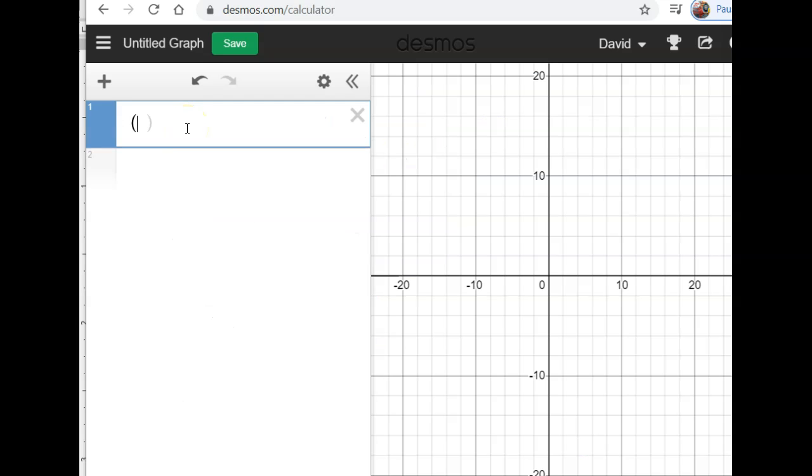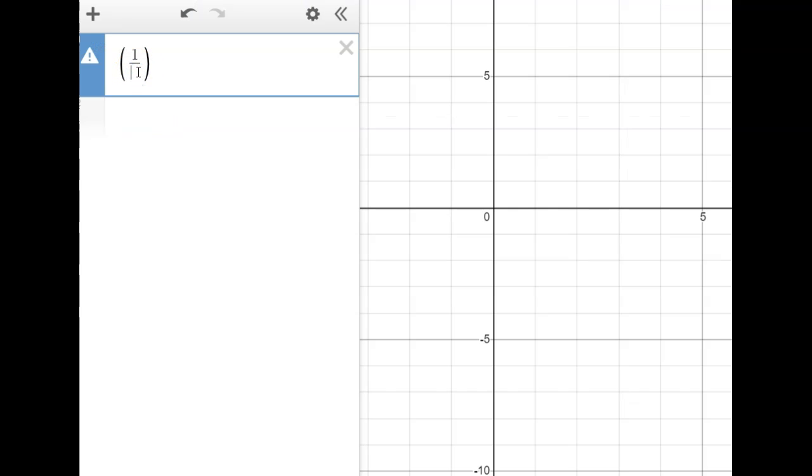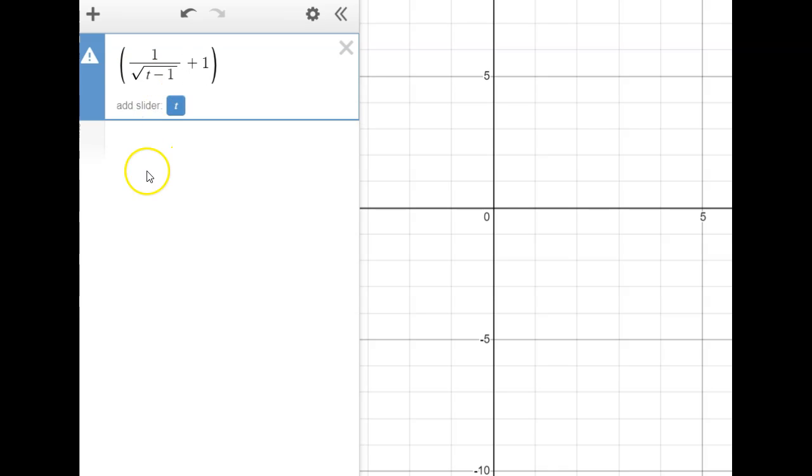So recall our original parametric equation was x was 1 divided by the square root of t minus 1, and then there was a plus 1 right there. All right, so that's x. When we're doing parametric with Desmos, remember we don't have to write x equals this, y equals this. We're using point notation. This is the x coordinate, x comma y. So this is how we get x, doing that to the parameter. And how did we get y? We divided 1 by t minus 1.